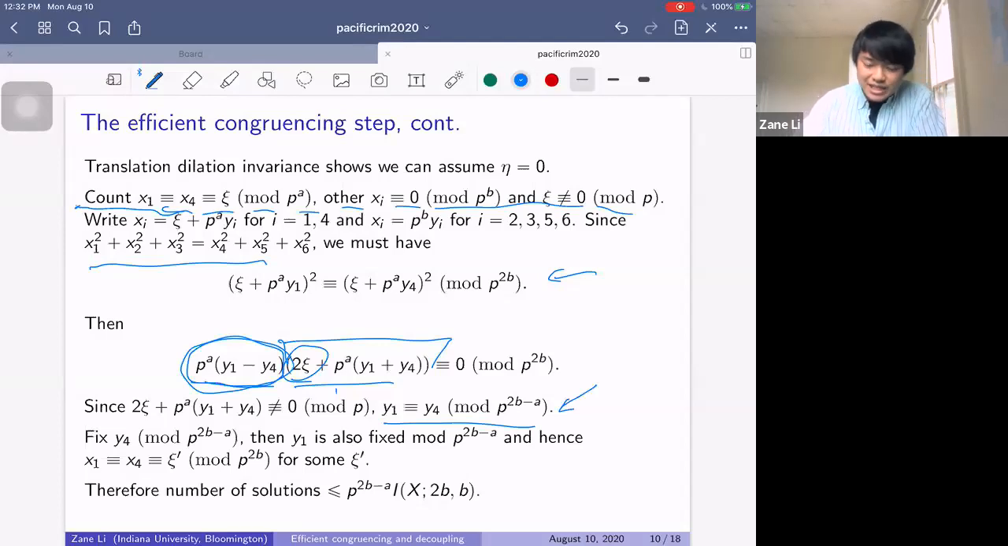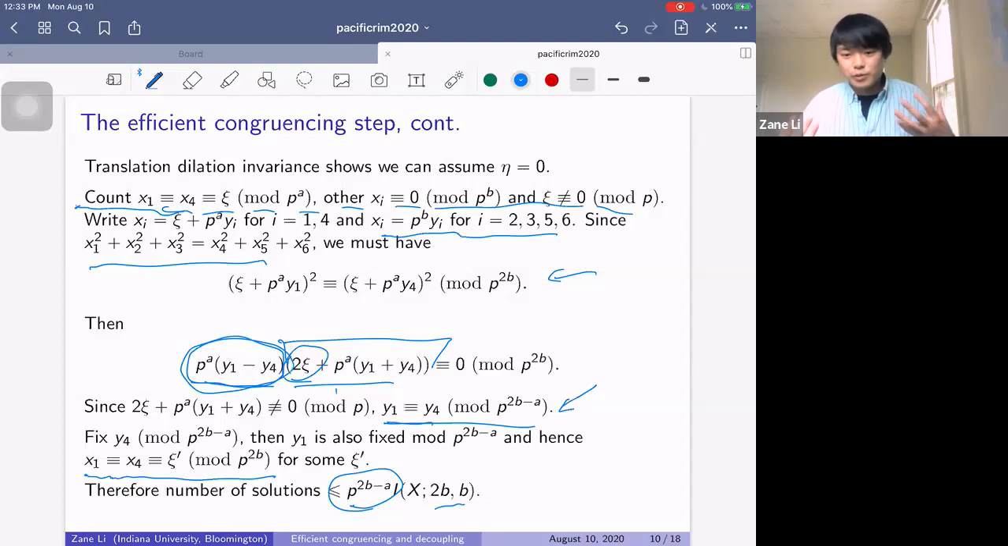And we can finish the lemma pretty immediately, because we choose y4 arbitrarily. So pick y4 to be any residue class mod p to the 2b minus a. That gives me p to the 2b minus a choices. Then that means y1 is fixed. So once y1 and y4 are fixed mod p to the 2b minus a, that means x1 and x4 are both congruent to something else mod p to the 2b. You could write it out, but I won't. And then x2, 3, 5, 6 are still congruent to 0 mod p to the b. And then we just apply the definition of what I 2b,b means, and therefore we're done.